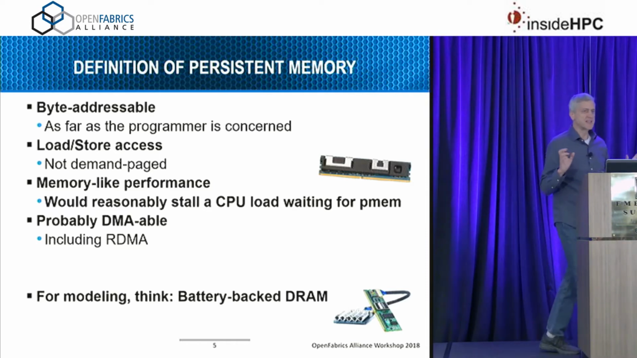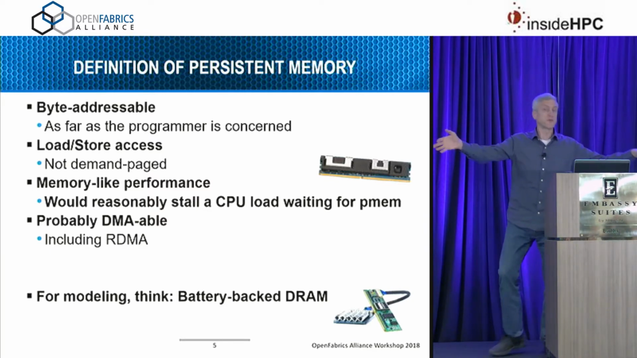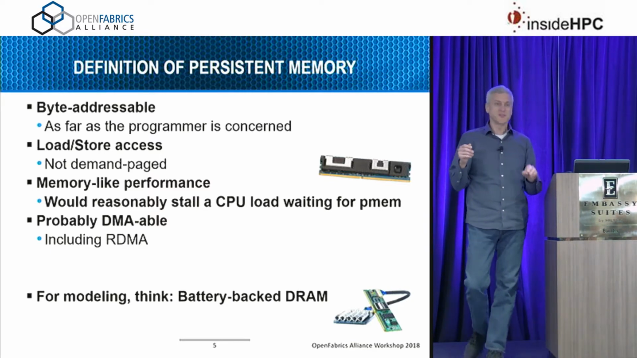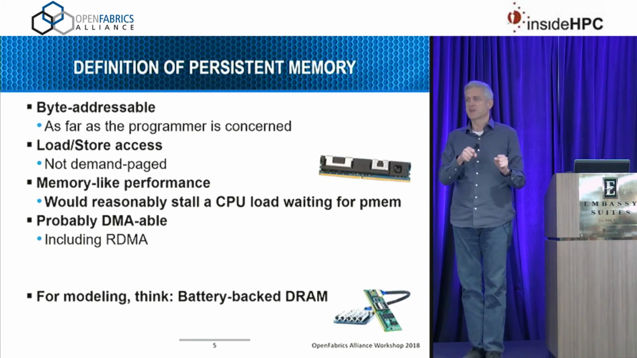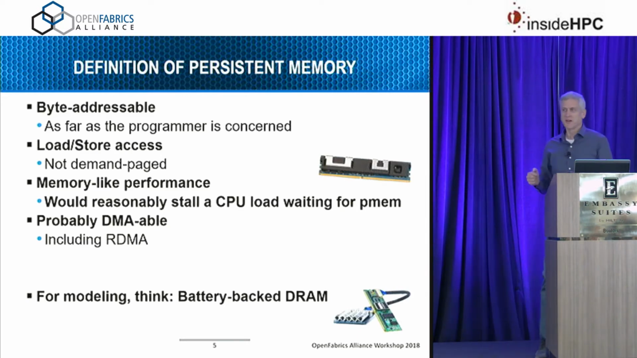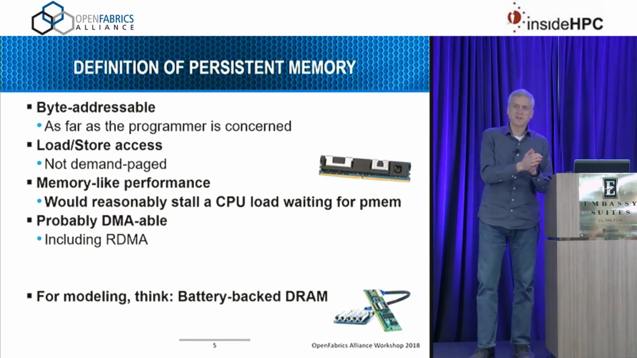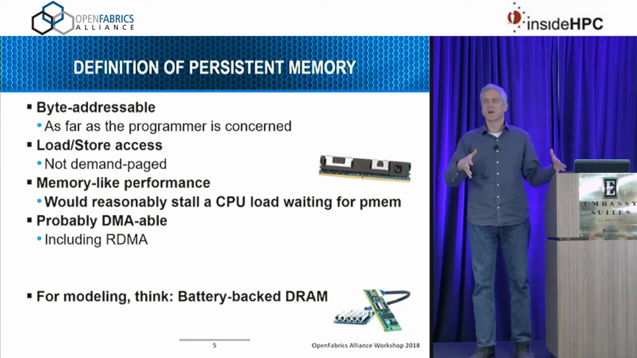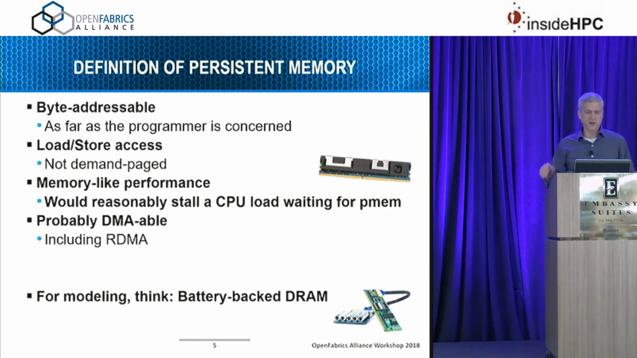But my definition of persistent memory is that it's byte addressable, at least as far as the programmer is concerned. Of course, the computer is free to, inside of its internal buses, do things in cache lines, which is the norm. But it's not demand paged, right? If you go and access 1 byte of persistent memory, you don't have to clear out something in DRAM and bring in a block from storage. It really is access in place. So it's load, store, access. And it has memory-like performance.